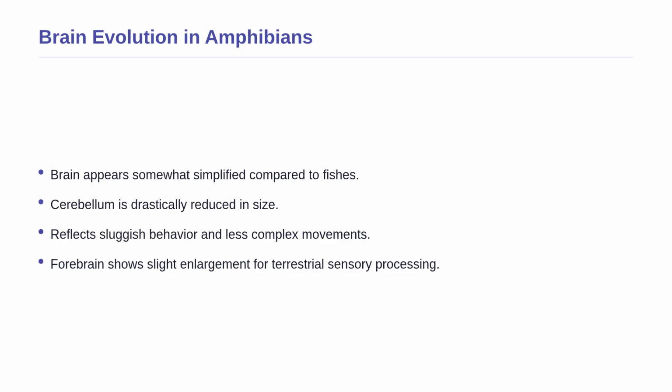However, it is not all reduction. Their forebrain begins to show a slight enlargement. This crucial adaptation helps them process new sensory information as they transition to spending part of their lives on land.